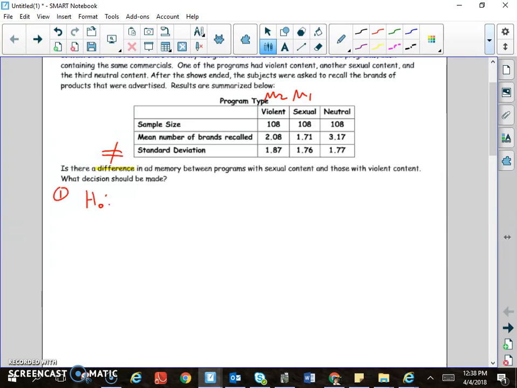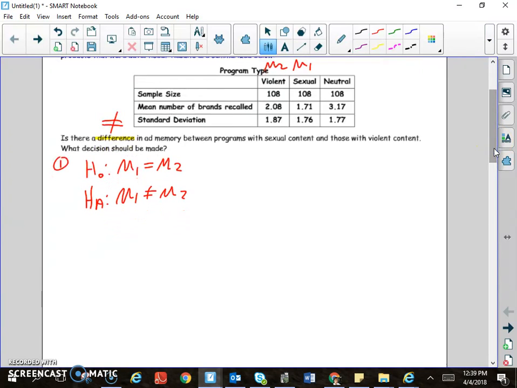Your null hypothesis is that they are equal to each other. Basically, the amount of information someone can memorize between the two types of programs is the same. Your alternative that you're testing is that they're different. You want to see if there's a difference between the two. So M1 does not equal M2. Okay, so you're finished with step one.